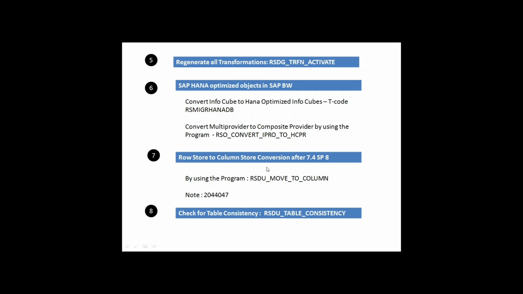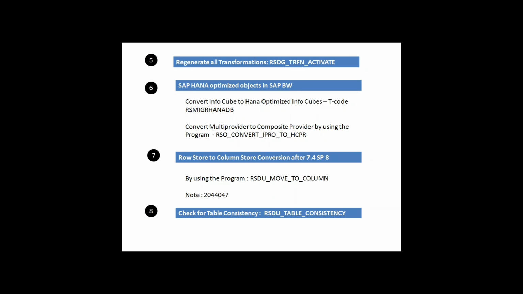Then once you have HANA, do we have row store tables and column store tables? Generally, all system tables will be migrated as row store, and standard tables, all other application tables, will be column store. But there might be some requirement. Let's say my RS statistics tables, even though they are standard, I want them to be column store. Then I can use this program RSD underscore move underscore to underscore column, where you can move the row store tables to column store, so that it improves my reading performance.